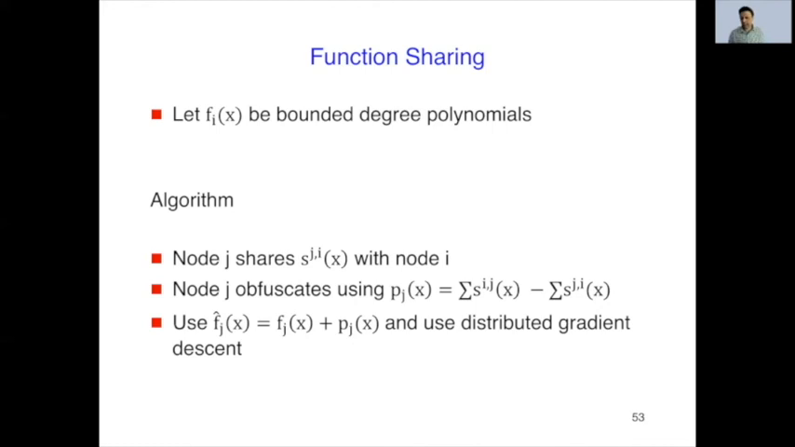And node j can pick this S_ij in whatever manner it wants. Having done that, node j will compute this function, where it is adding up the functions received from the neighbors and subtracting the functions it sent to its neighbors. So this is the sum of functions received by j from neighbors, minus the functions that j sent to the other neighbors, and then f hat is obtained as the f function plus this noise function.